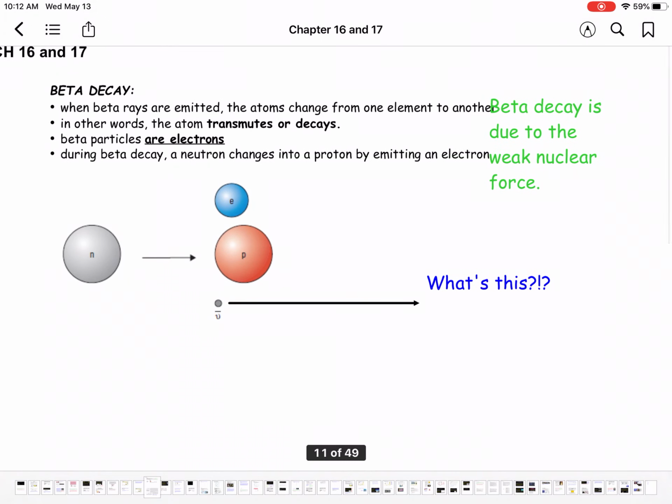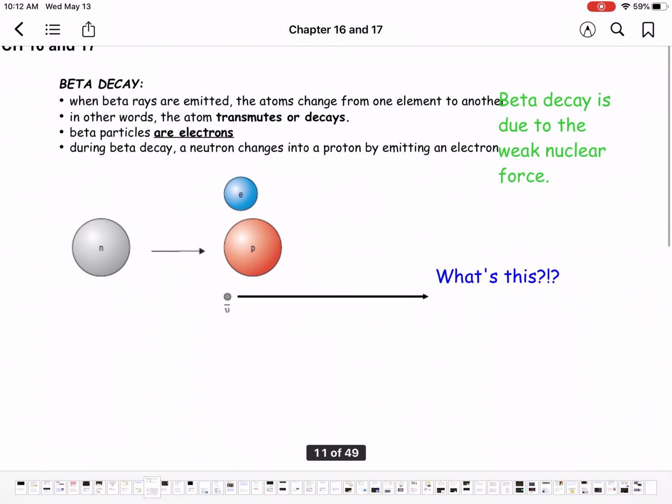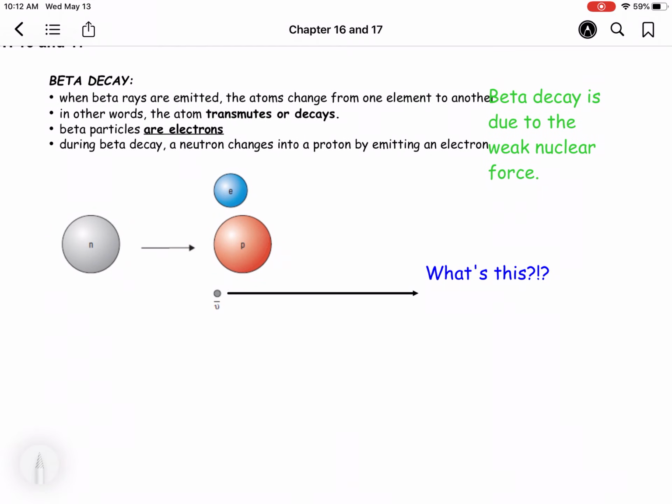All right, so now we're going to beta decay. Beta decay is due to the weak nuclear force. It doesn't have so much to do with electrostatic. What happens is that a neutron just decides, and "decides" is the best way I can describe this, that it wants to be a proton. Well, in order for a neutron to turn into a proton, it's got to fire off an electron.